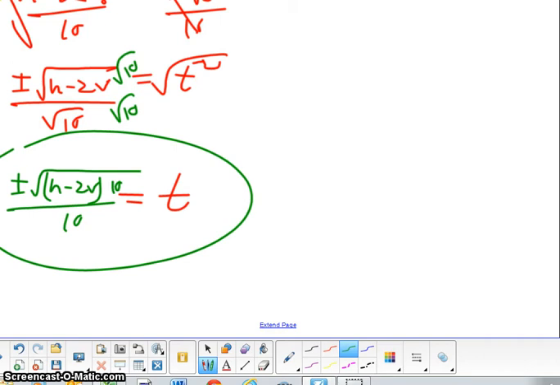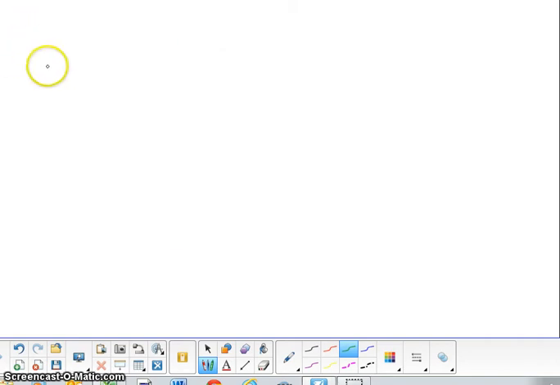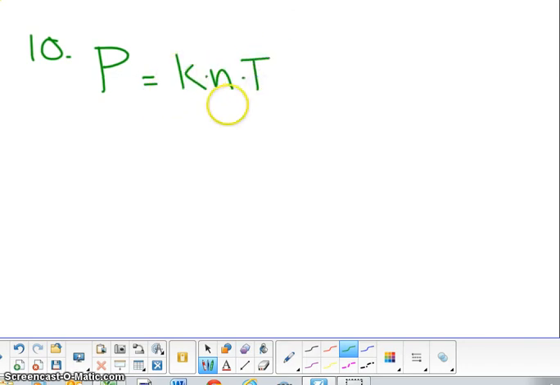And finally, the last one is variation equations. It says on number 10 that P, the pressure of a gas, varies jointly as the number of moles. So we have K jointly with N and the temperature. So we're going to put T there. And then inversely as the volume. So that's where all of those are going to be. And I don't see anything that's squared, so we're good with what we have right there.